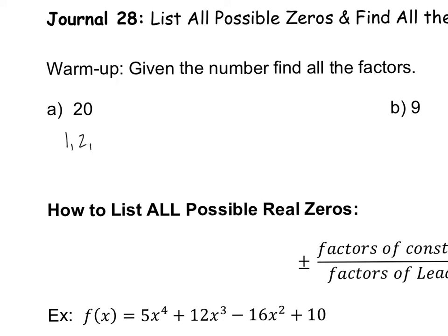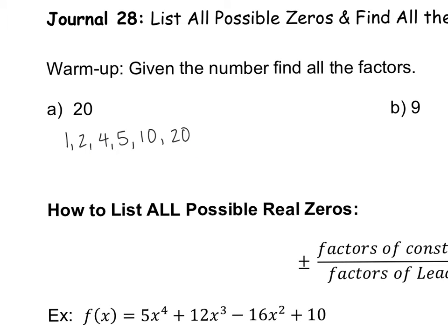2 will divide into 20. 3 doesn't, but 4 does. 5 also divides into 20 because 4 times 5 is 20. 6 does not divide into 20, neither does 8 or 9, but 10 does. And then after that, I think it's just 20 left. 20 divides into 20. So these are all the factors of 20, and if you don't believe me, go through the list again from 1 through 20, and you'll realize these are the only numbers.